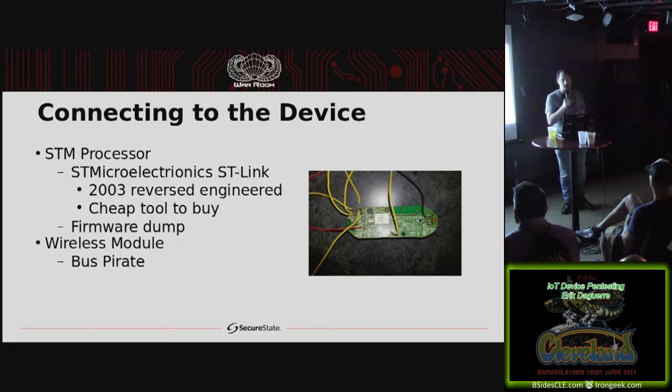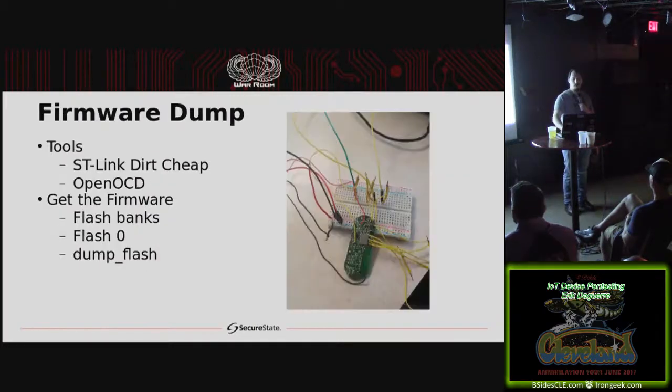The wireless module, I'm going to have to attempt to use Bus Pirate. Okay, so firmware dump. First thing I did is I hooked it up to this fancy little breadboard, and then I hooked it up to a little ST-Link thing that I got off of Amazon. I loaded up a program called OpenOCD, which allows you to interface with processors and other chips that you commonly find on these circuit boards.